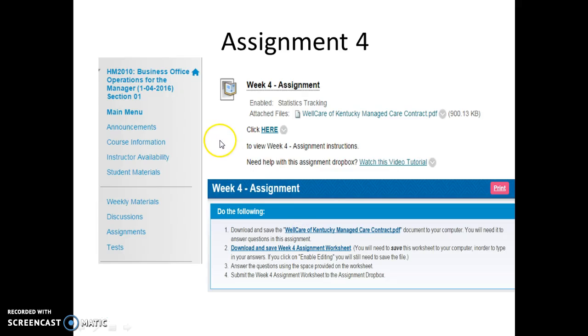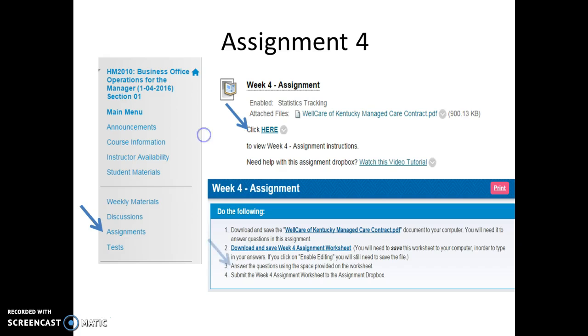In order to access your Week 4 assignment, you will go to your Blackboard course room and under the main menu to the left-hand side of the screen, you will select your assignment tab. Once you open the assignments, you will go to Week 4 assignment and select the Click Here button. Once you click, your Week 4 assignment will open and you will do two things.